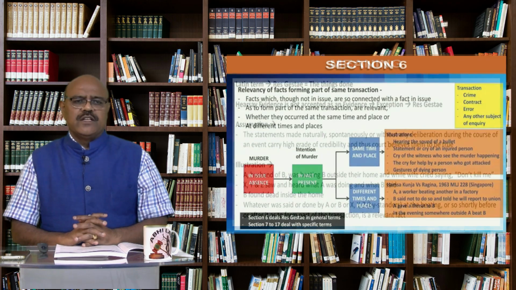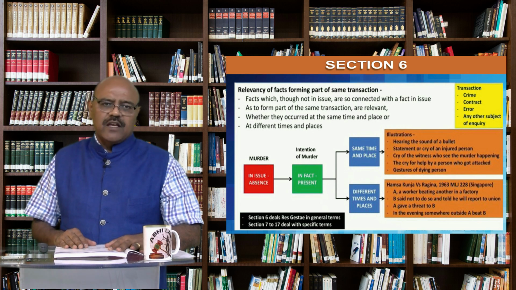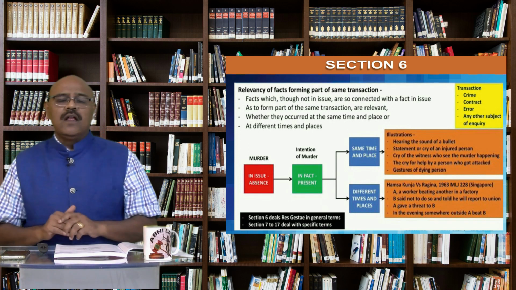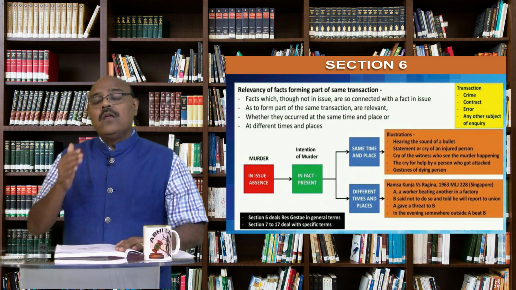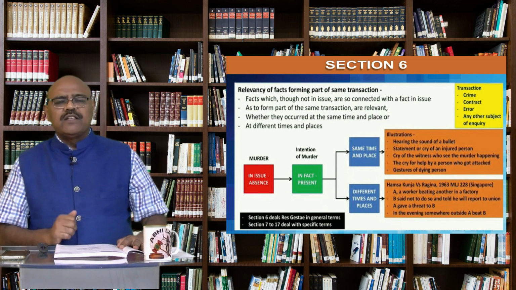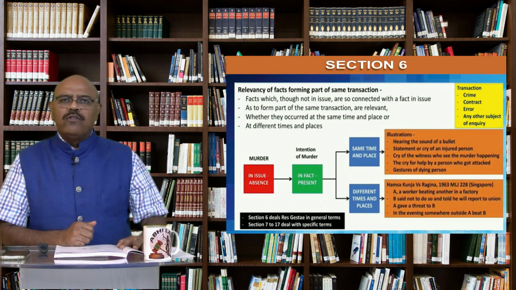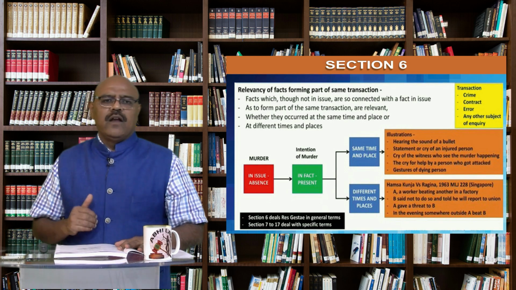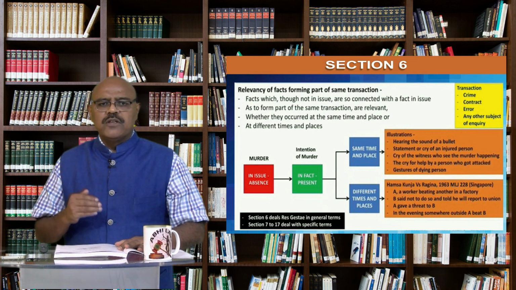Now let's go to section 6: relevancy of facts forming part of the same transaction. Please remember this. As I told you in the previous lecture, which facts can become relevant is given by section 6 to section 55. Now let us see what section 6 says. Facts which, though not in issue, are so connected with a fact in issue as to form a part of the same transaction are relevant, whether they occurred at the same time and place, or at different times and places.